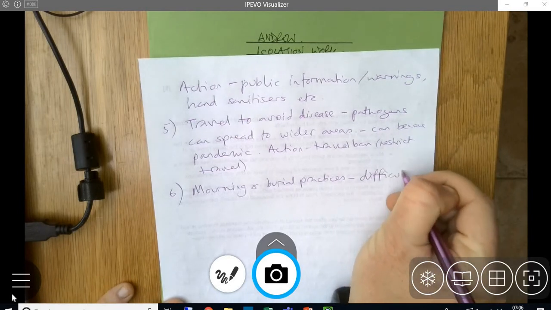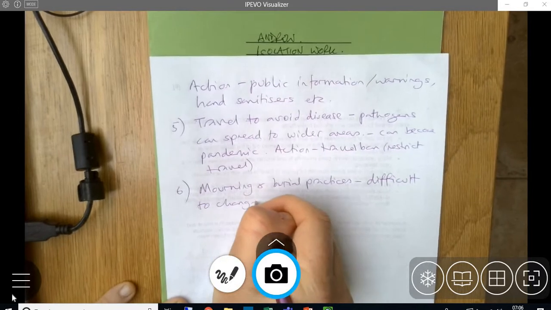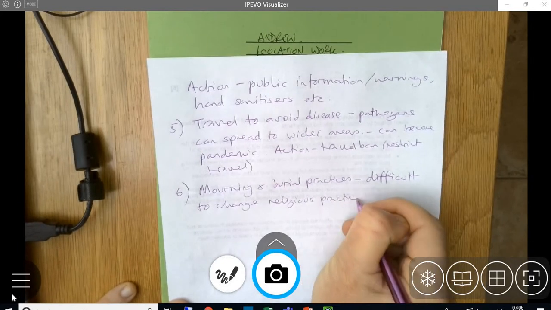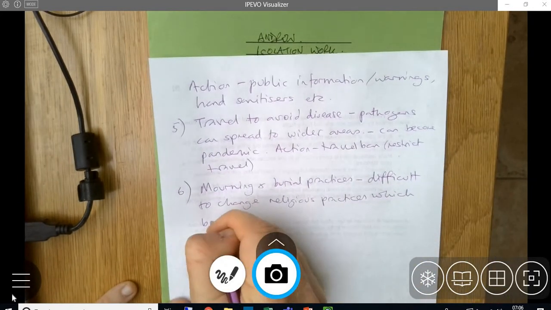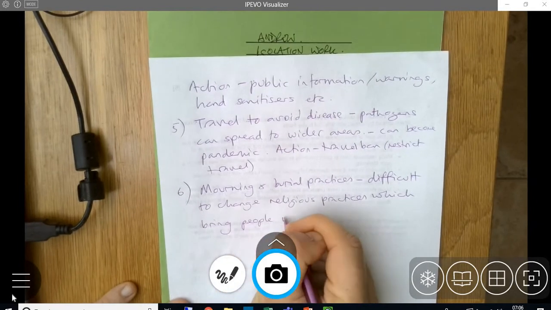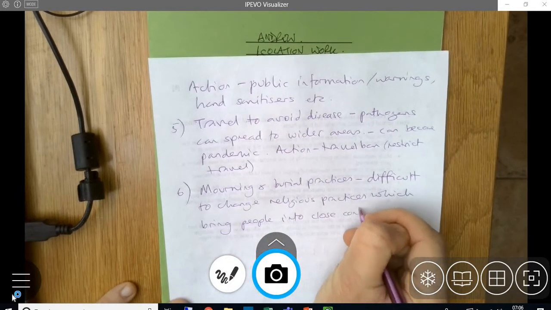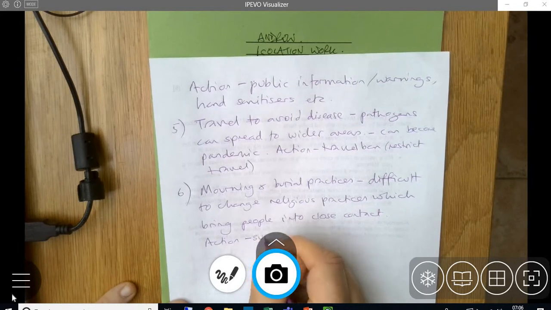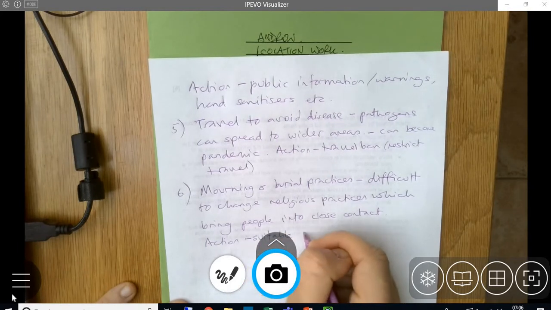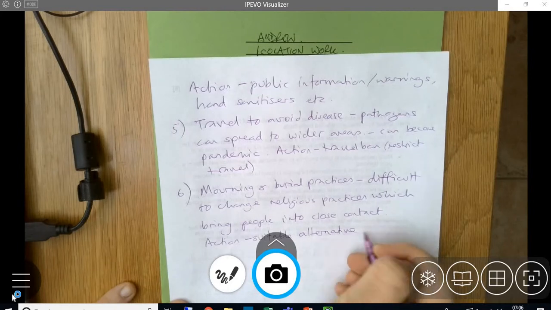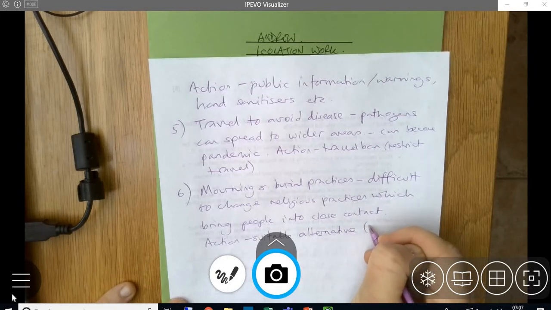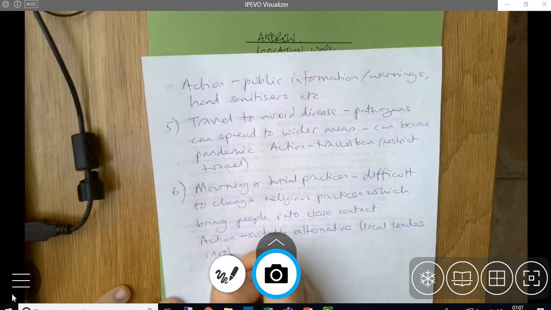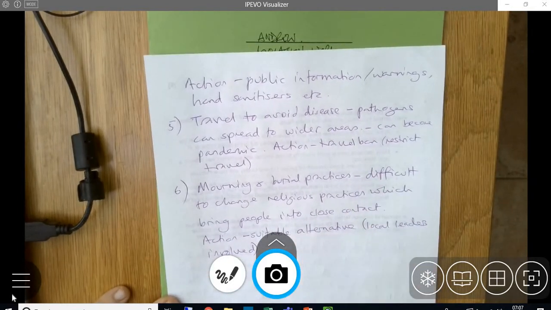So it may be difficult to change those, difficult to change religious practices which bring people into close contact. Okay, so the obvious action would be to try and have a suitable alternative, and there would need to be some sort of involvement with local leaders to help with that, people who understand culturally the difficulties.